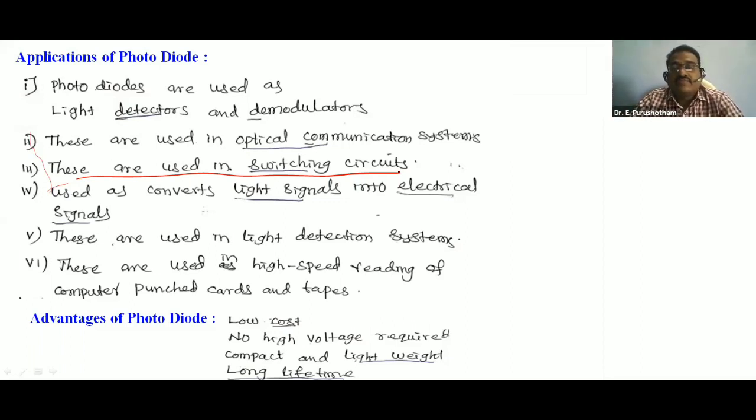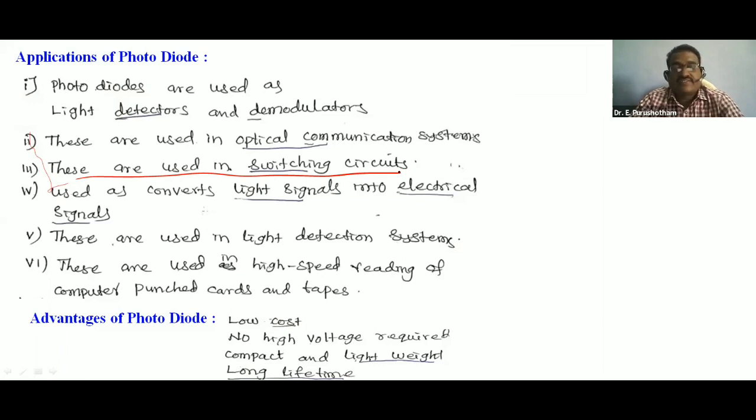Photodiodes are used in light detection systems, and in high speed reading of computer punched cards and tapes. These are also very important.